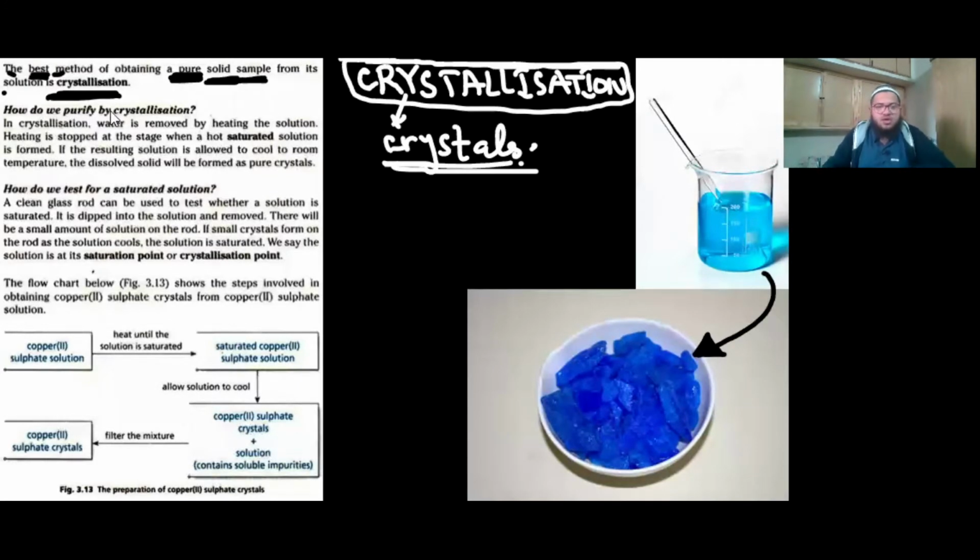So how do we purify by crystallization? How do we make pure crystals, and why are they so pure, and why are they crystals, by the way? Let's answer all of these questions here. I'm just going to quickly read through this and then explain. In crystallization, water is removed by heating the solution. But that's the same thing that happens in evaporation to dryness. Then what's the difference between that and this? Let me continue. Heating is stopped at a stage when a hot saturated solution is formed.